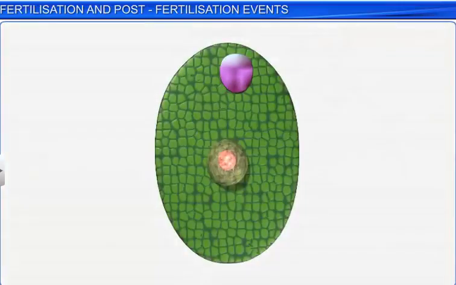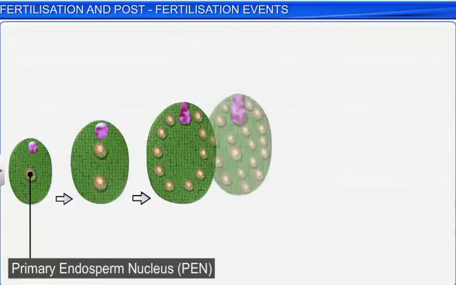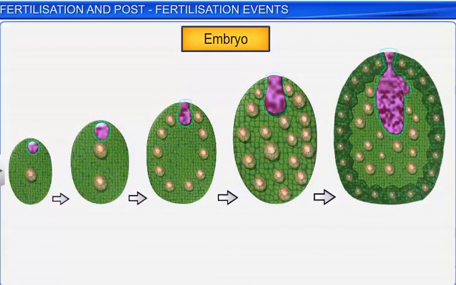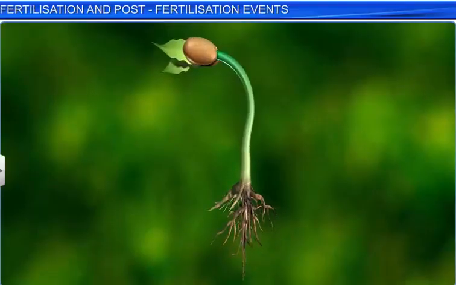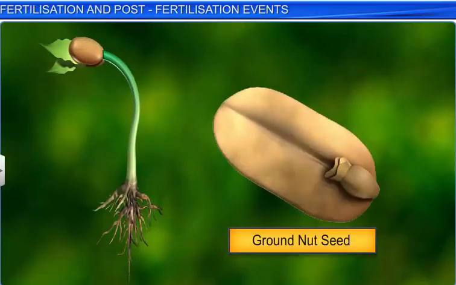Incidentally, the development of the embryo, also known as embryogeny, occurs only after a certain amount of the endosperm has developed. In fact, in some plants, such as groundnut that belongs to the bean family, the mature seeds lack endosperm, as it gets completely absorbed by the developing embryo.